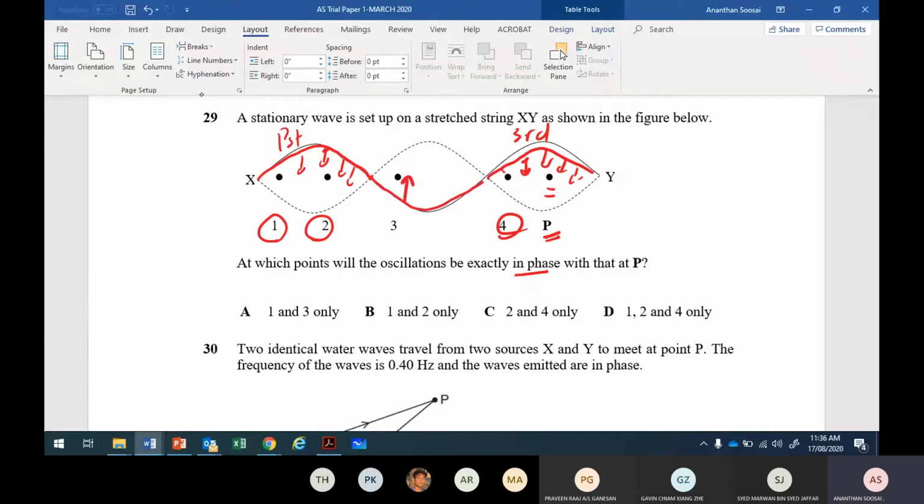3 is out of phase with P, because if P is going down, then 3, the second loop, is displaced downwards, so this particle is going up. The second loop is always out of phase with the odd-numbered loops by how many radians? By pi radians. It's always opposite. So the answer should be D: 1, 2 and 4.